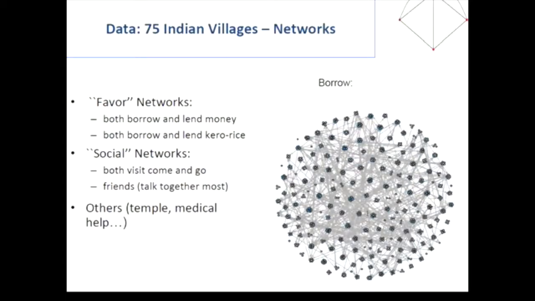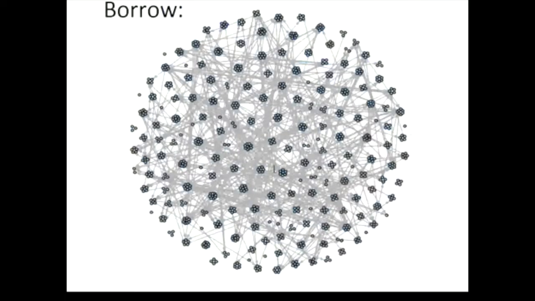So what we did, and this is a picture of one of the villages. These little dots are individuals. They're clumped into households. And for instance, this is a borrowing network. What we did is we'd ask them a question: who would you go to borrow 50 rupees for a day? And that paints out one of the networks. If there's an arrow from one individual to another, that means that individual said that if they had to borrow 50 rupees, they would go to that other individual. So we have that kind of information.